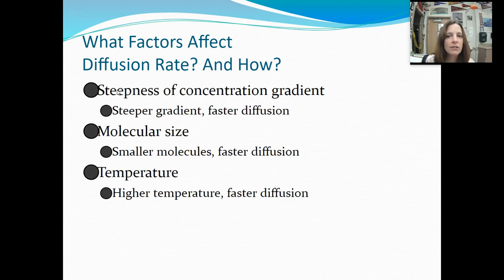There we go. So steepness of concentration gradient. The steeper the gradient, so if you have a ton of stuff on one side and very little on the other side, it's going to diffuse faster. Molecular size, so small molecules can diffuse faster than large molecules. Small molecules take less energy to move, and so they are going to diffuse quicker, and you'll play around with a simulation for that. And temperature, so the higher the temperature, right? If the molecules are moving faster, then you're going to get faster diffusion.